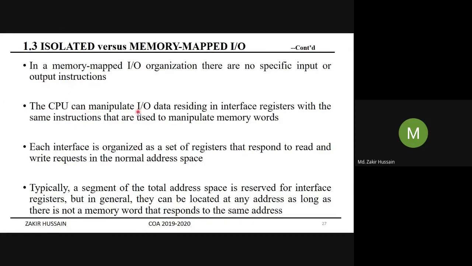The CPU can manipulate I/O data residing in interface registers with the same instructions that are used to manipulate memory words. This is again the same story as whatever we discussed. The reason is we have the common control line for read and for write. Earlier, separate control signals were coming out, but here a common control line is there.